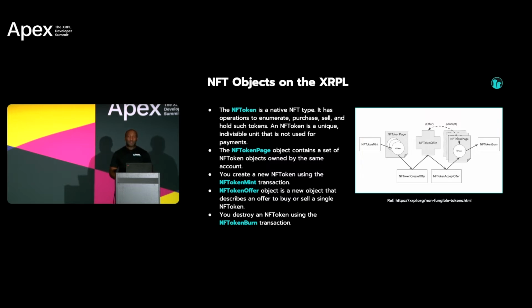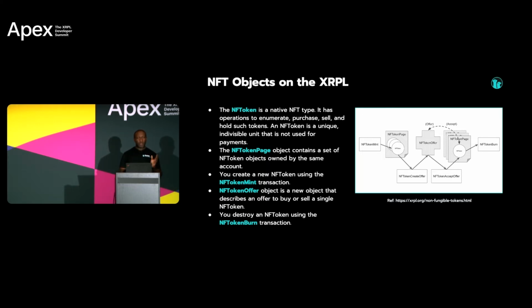That's great. And with the NFT token page object, this is the object where the NFTs are listed for a particular account. So this is where you can find a list of NFTs a particular account owns. And the NFT token offer object is a new object that's been introduced, and it describes a buy or sell offer for an underlying NFT. So there's three objects of interest.